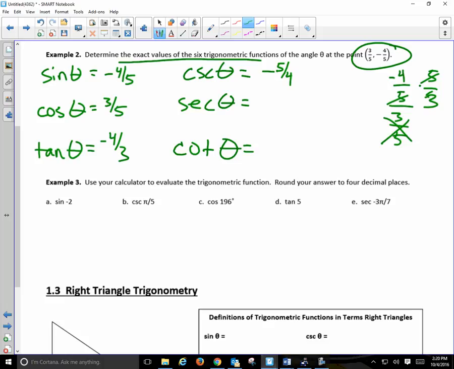So what's secant going to be? 5 over 3. What's tangent going to be? Done. It's pretty simple, huh? That's the first part of what you're practicing today in your assignment.